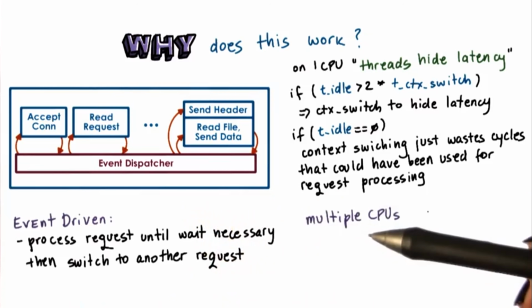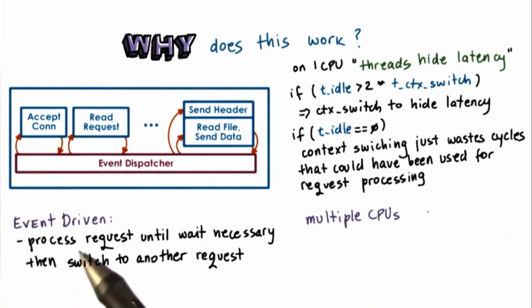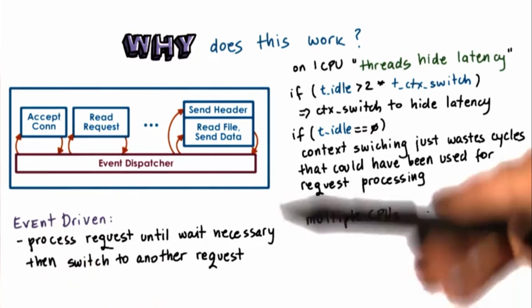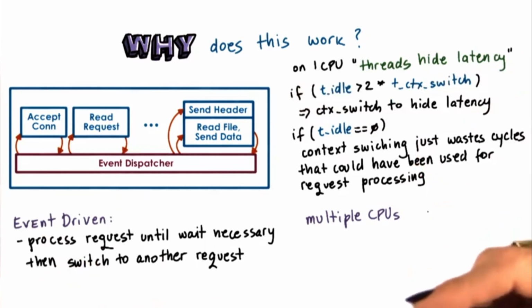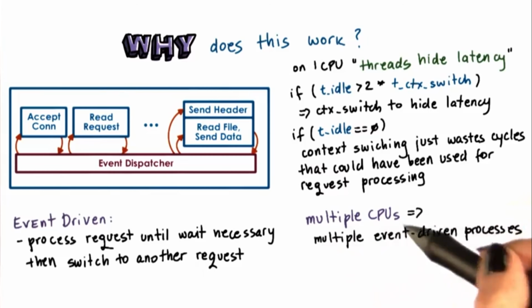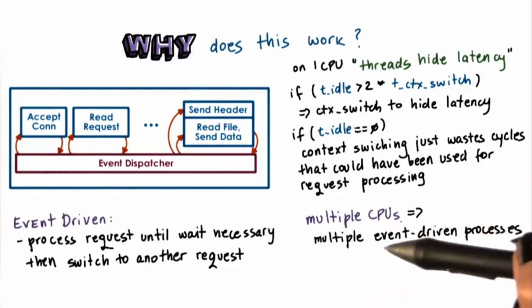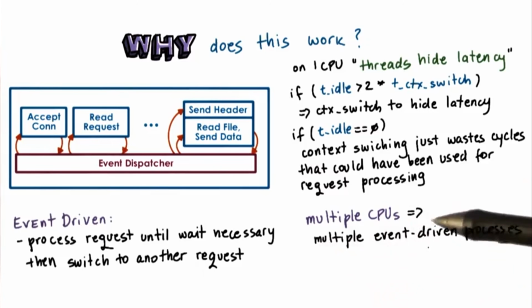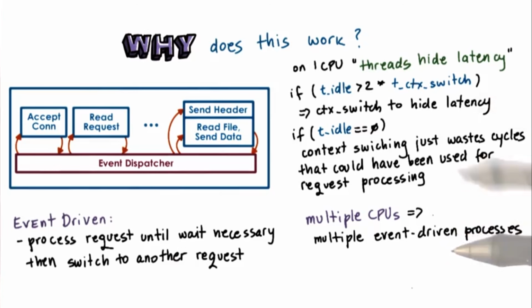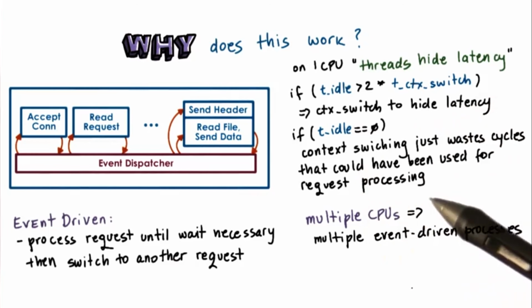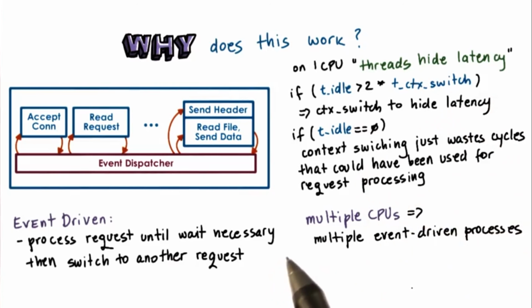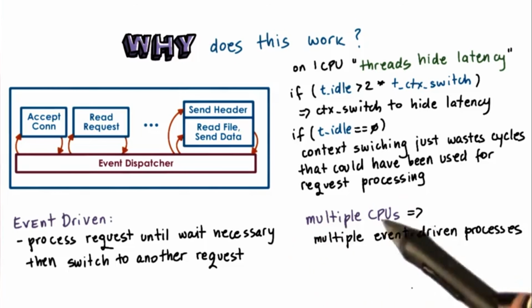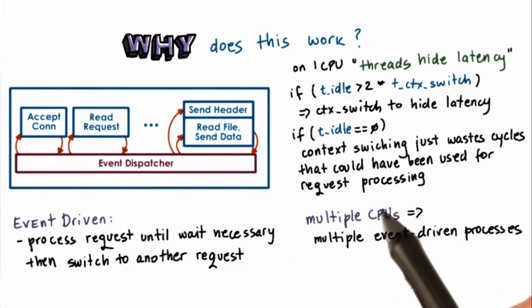If we have multiple CPUs, the event-driven model still makes sense, especially when we need to handle more concurrent requests than the number of CPUs. For instance, each CPU could host a single event-driven process and then handle multiple concurrent requests within that one context. And this could be done with less overhead than if each of the CPUs had to context switch among multiple processes or multiple threads where each of those is handling a separate request.